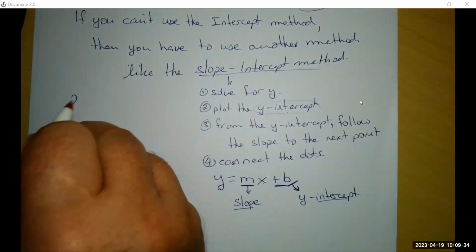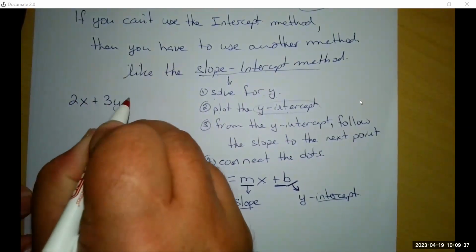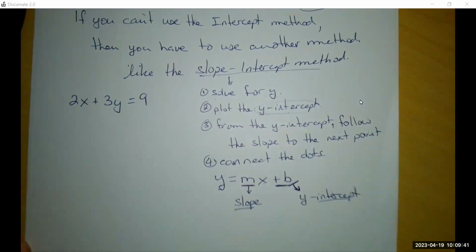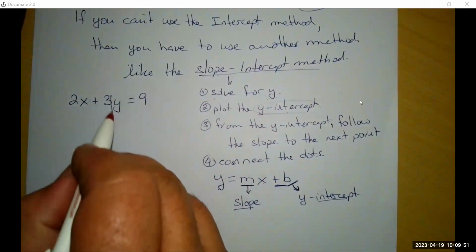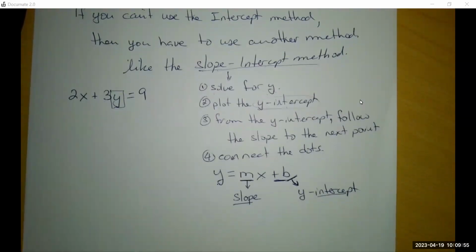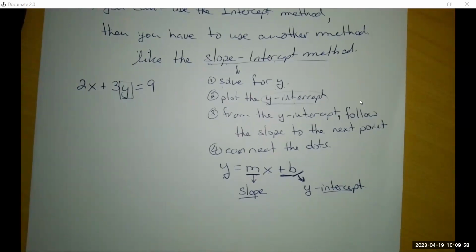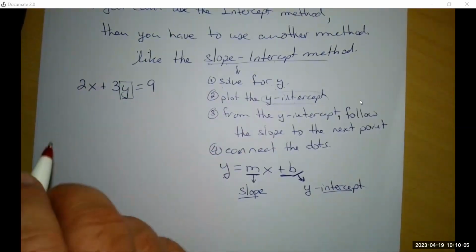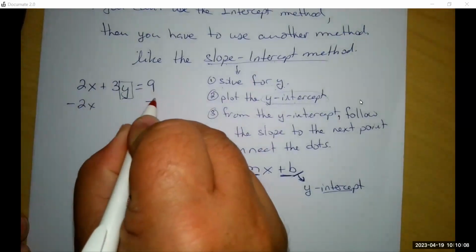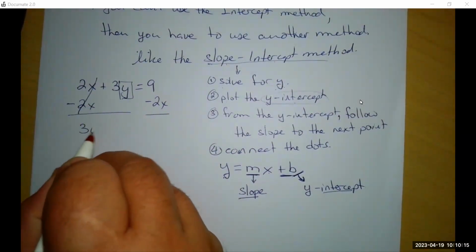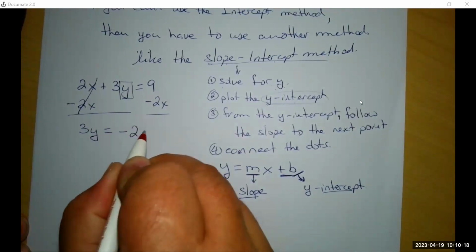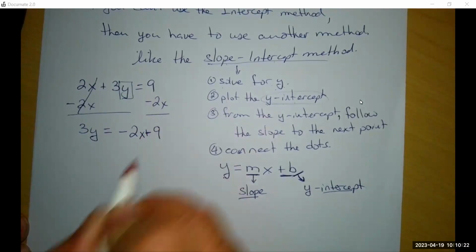So let's look at our equation. 2x plus 3y equals 9. So the first step is you have to solve for y. You have to get y by itself. What do you have to move first? Very good. Yes. So we have to get rid of the 2x first. Get rid of anything plus or minus to y. We subtract 2x from both sides. So we have 3y equals negative 2x plus 9.